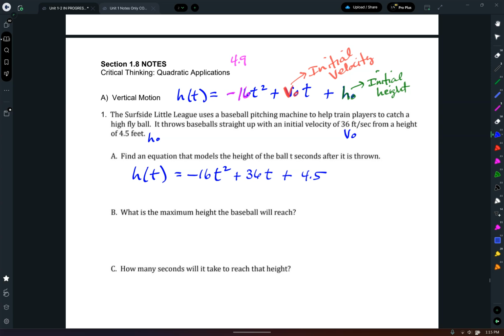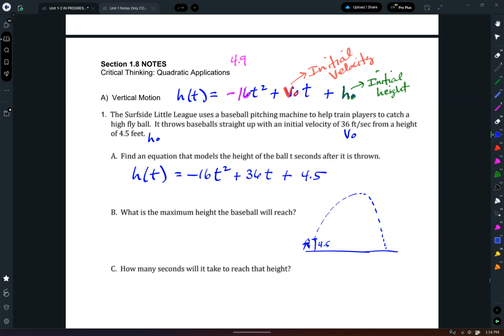Letter B, what is the maximum height the baseball will reach? So just to give you a picture, here's the ground, here's the little machine right here, and from here to here is 4.5, and then the ball is shot up into the air, and at a certain point it's going to stop and start heading back down towards the ground.